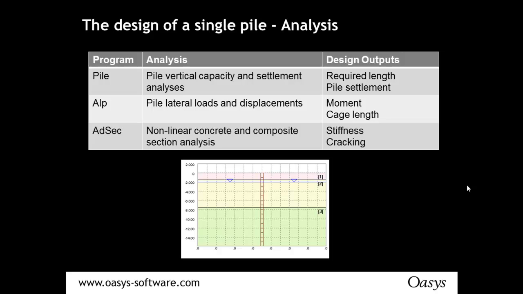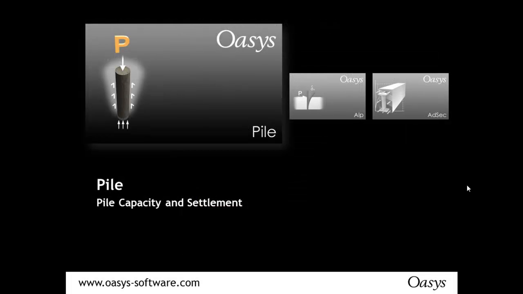And that's where AdSec comes in, because AdSec is the non-linear concrete and composite section analysis. So what it allows you to do is look at a section of any kind of pile. Maybe you want to put some rebar in or something like that, and it will give you, for example, information on stiffness and cracking. So we're going to start off today with Pile.